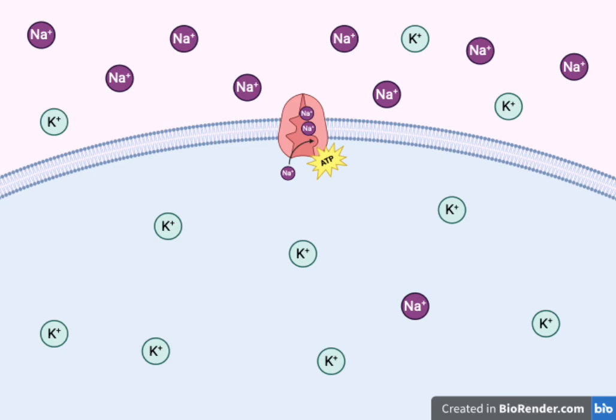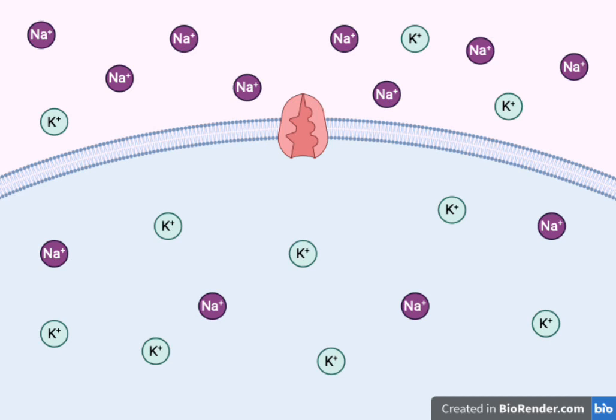The pump uses ATP to move 3 sodium ions out of the neuron and 2 potassium ions in. Since more positive charges leave than enter, the inside of the neuron becomes negatively charged compared to the outside. This difference in charge is called the resting membrane potential, which is about negative 70 millivolts.